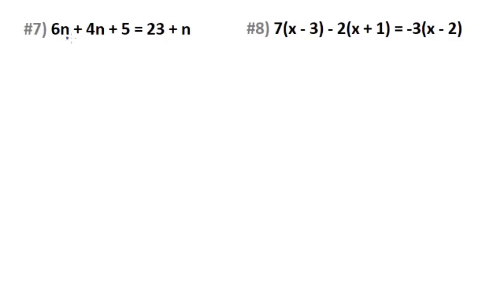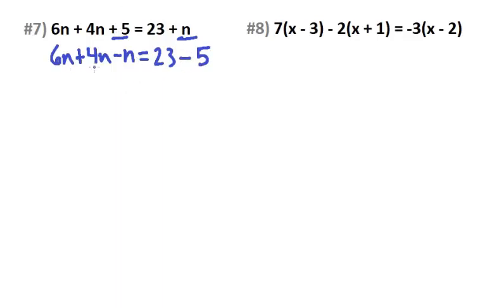So number 7. We have several letters in here, and we have a couple of numbers. First, we need to order them. Letters on the left side, numbers on the right side. So 6n stays there, 4n stays there, but this n, I'm going to move it. It's going to be negative n once I move it. The 23 stays there, but this plus 5 should not be there. I'm going to move it. It's going to change to minus 5. Remember, when you move something, the sign changes.